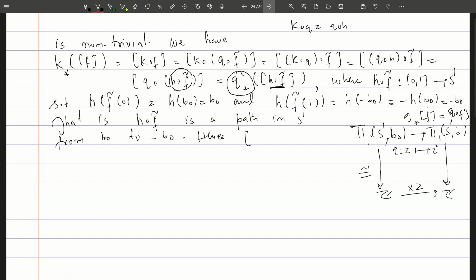so here we prove this k star map takes f to the element q star of f. Now q star being non-trivial, so q star of this element is non-trivial, so k star of this element is non-trivial. So hence this homotopy class of f, which is an element of the fundamental group of S1 based at b naught, is a non-trivial element.